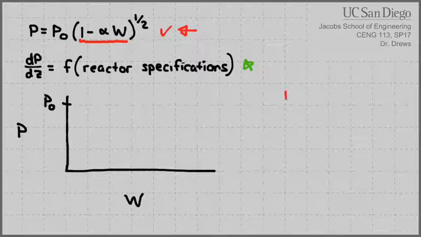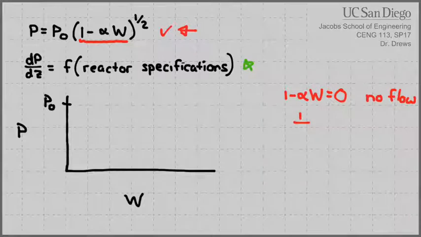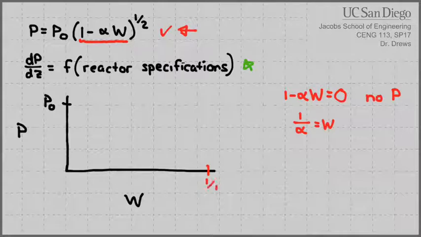If you ever have 1 minus alpha W equal to 0, this is no flow. Why is it no flow? We'll get to why it's no flow in a moment. That happens at a special condition whenever 1 over alpha is equal to W. Instead of no flow, we'll describe flow in a minute. There's no pressure because pressure is 0. So let's put that special point on our plot over here as 1 over alpha.